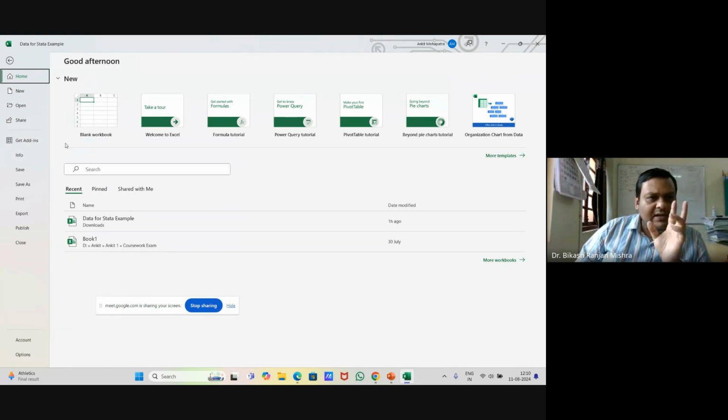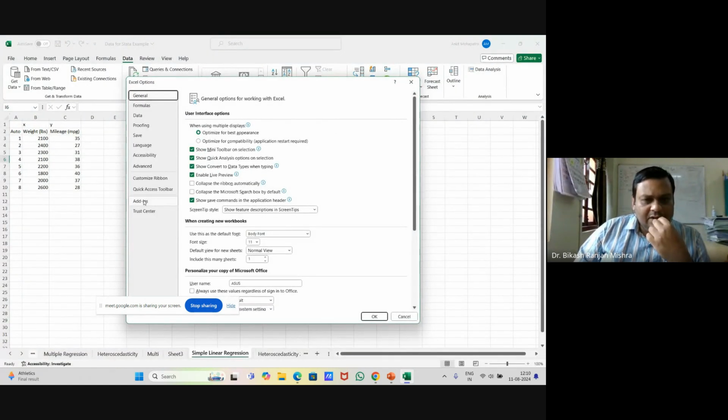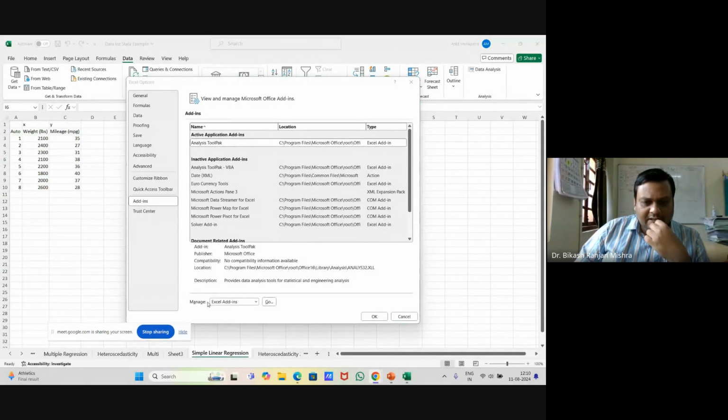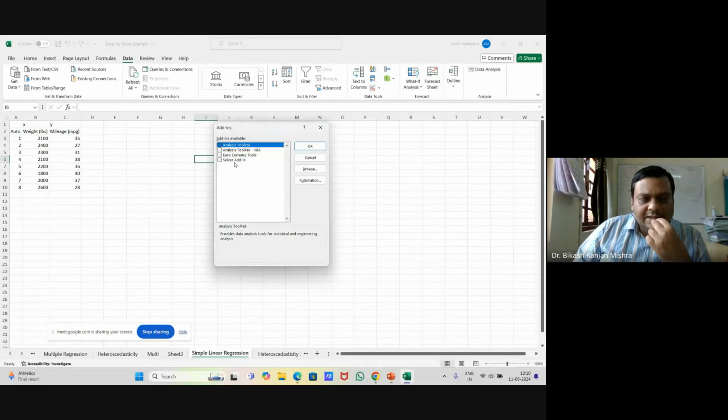If you have not that, then accordingly go to the home and go to the option button. Within the option button, there is a section called add-ins. In the add-ins, there is a section called manage Excel add-ins. If you go to Excel add-ins and go to go, then three, four things will come. Solver add-in is another one, analysis tool pack is one. So you have to select the analysis tool pack. If it is selected, then accordingly it will be visible here. If it is not selected, then accordingly it will not be visible.